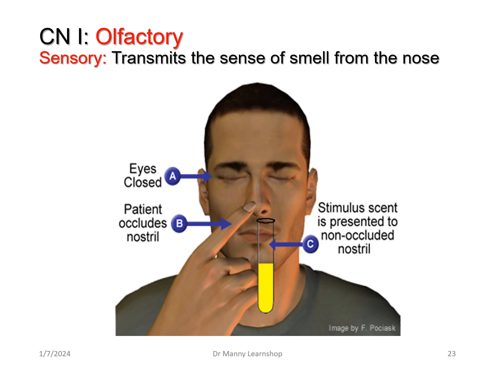We have the olfactory, which is important because it transmits the sense of smell from the nose. And by assessing it, the person, client, patient should be able to determine what the smell relates to.